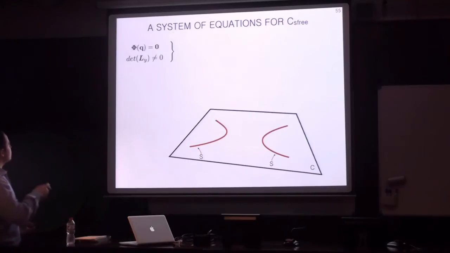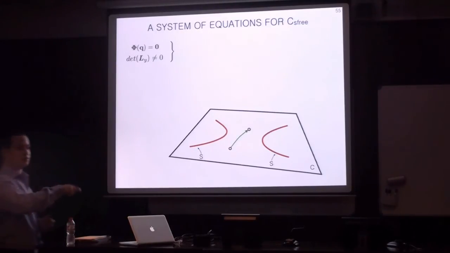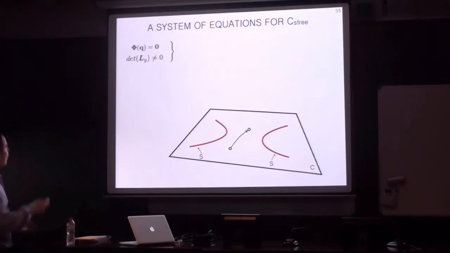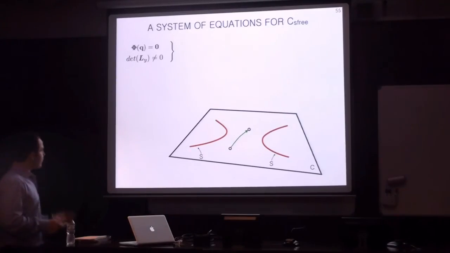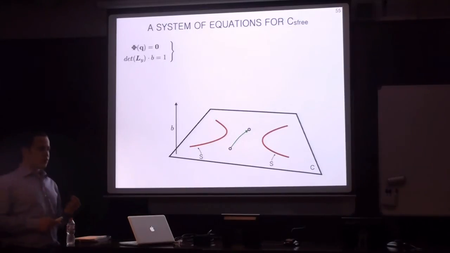So we can write these two conditions that characterize the singularity-free part of the configuration space. And here we want to solve the problem of connecting the start and goal configurations. So in order to apply a continuation method, we need to transform this condition to an equation. And to do that, our approach is to add a new dimension to the problem, b, and to change this condition by this equation.